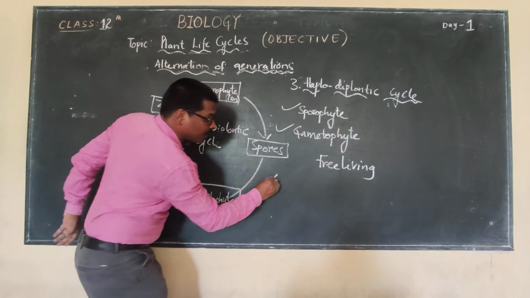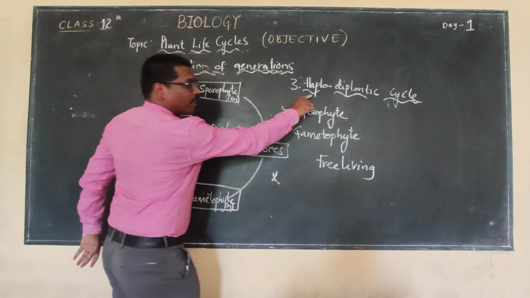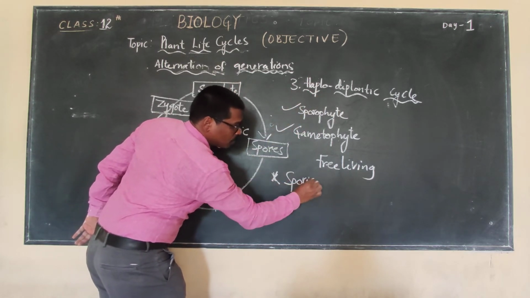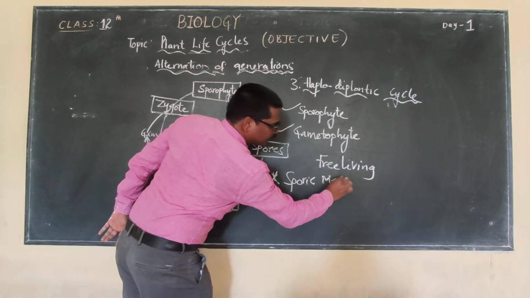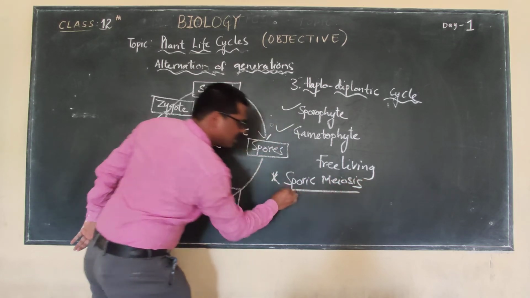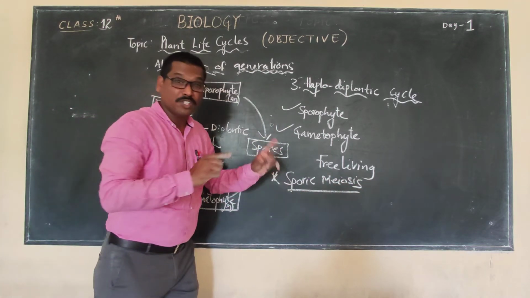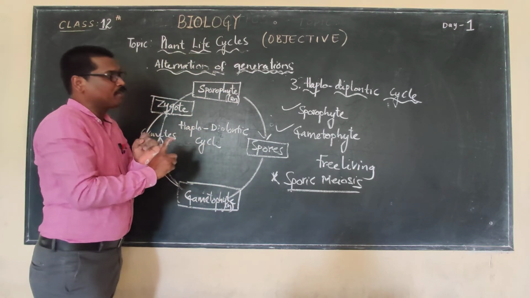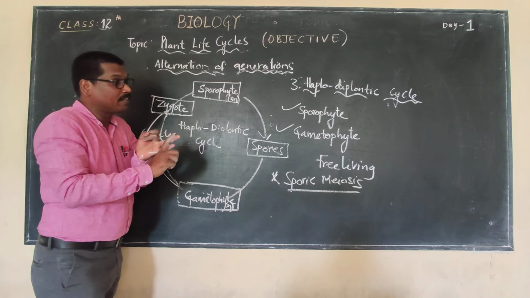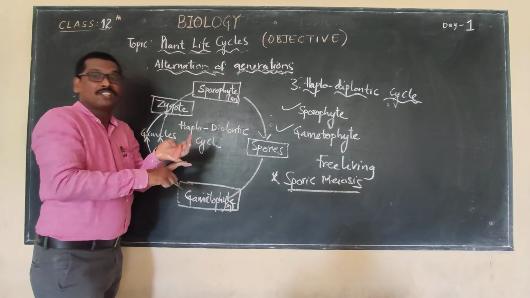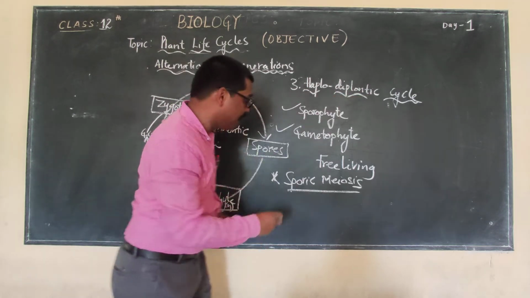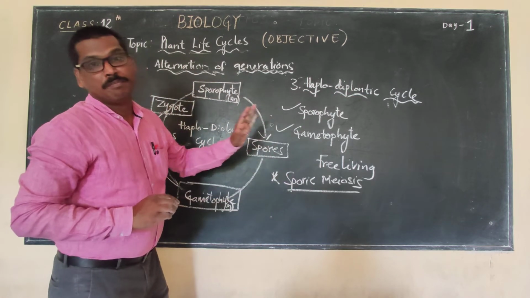And a very important point that you have to keep in mind when we talk about the haplodiplontic cycle is that they exhibit sporic meiosis. That's a very important point, because we said in the haplontic life cycle they are showing zygotic meiosis. In the diplontic life cycle, we said that they are showing both sporic meiosis and gametic meiosis. Here in the haplodiplontic cycle, they are showing sporic meiosis.